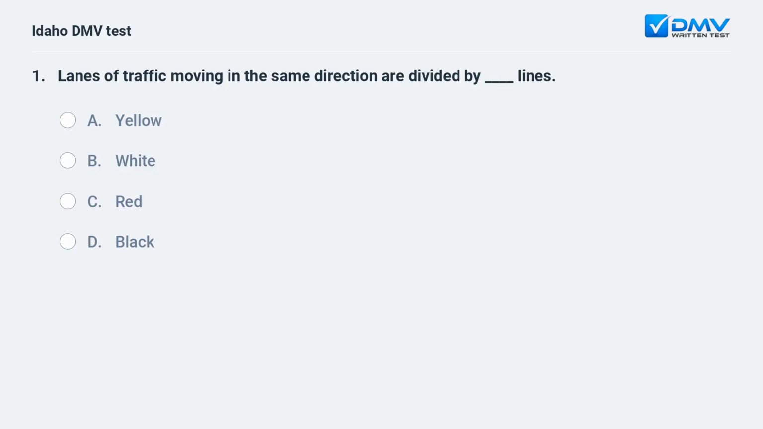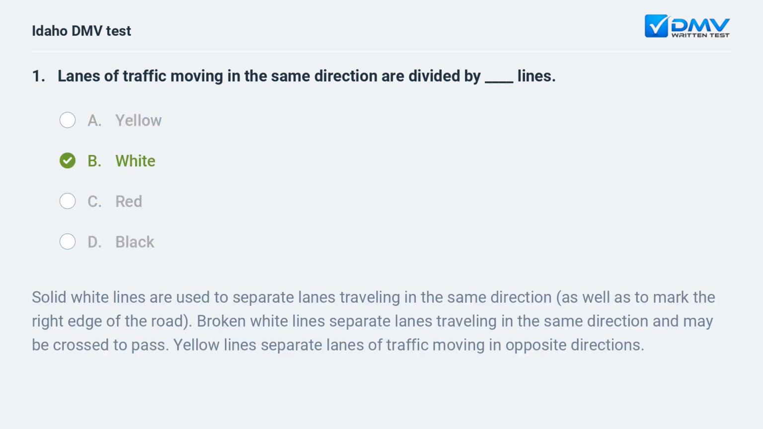Lanes of traffic moving in the same direction are divided by _____ lines. Fill in the blank. A. Yellow. B. White. C. Red. D. Black. B. White.